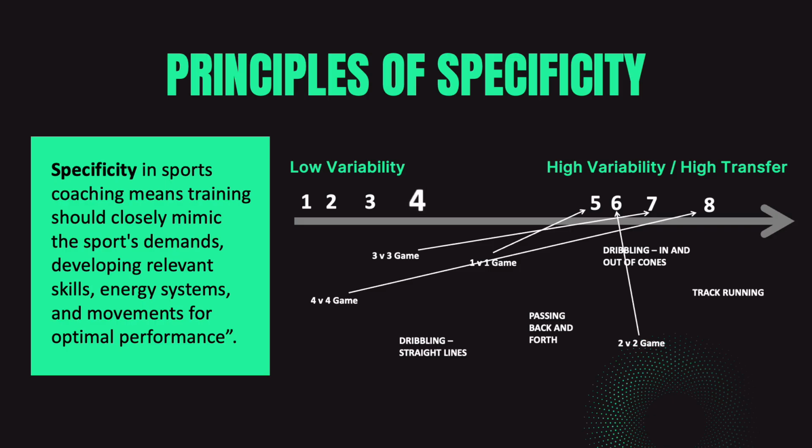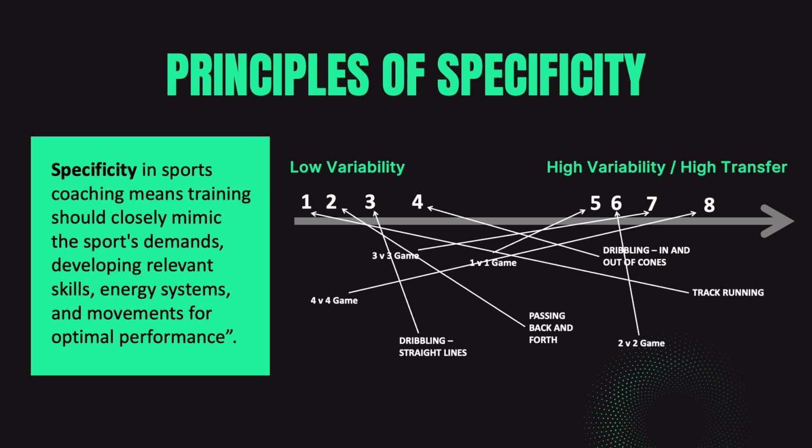So now we're looking at these isolated conditions. We're probably looking at dribbling in and out of cones, which could be 4. 3, dribbling in straight lines. 2 could be passing back and forth while stood still. And then 1 is likely to be track running.